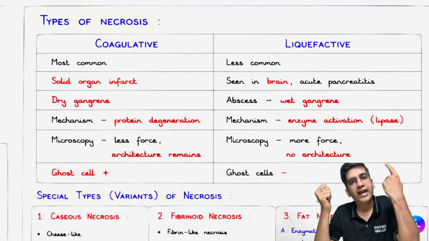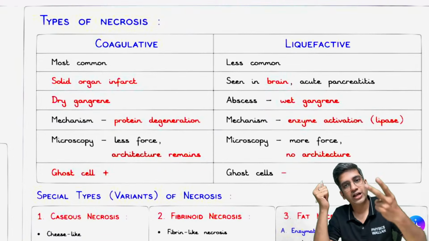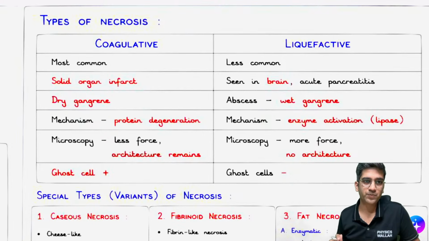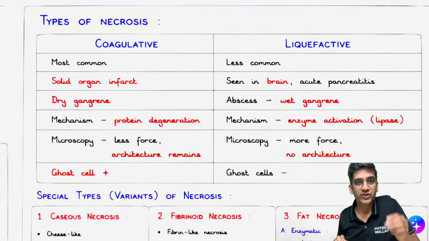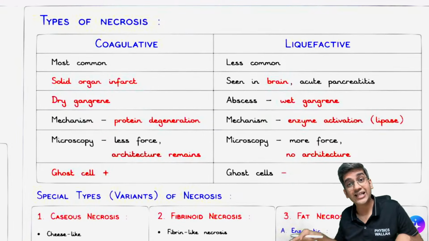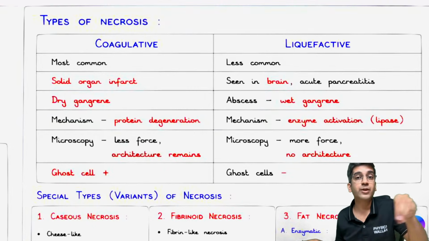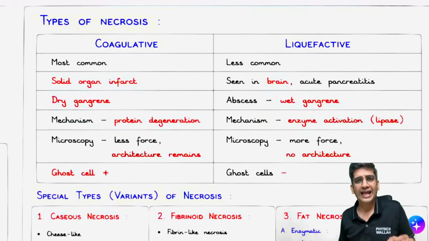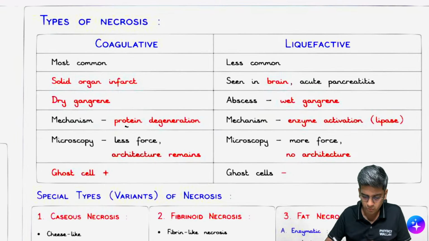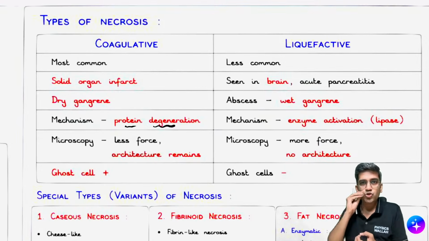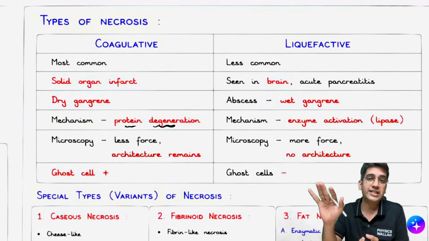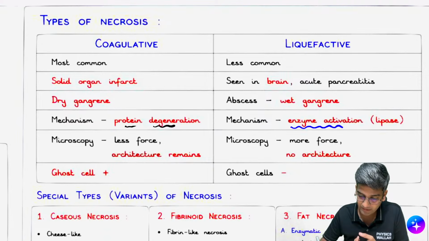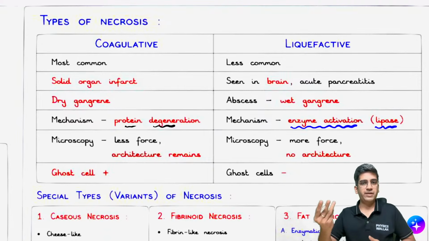Most common, every solid organ infarct will have coagulative necrosis except one infarct, which is brain infarct, which will have liquefactive necrosis. Dry gangrene is coagulative because it is just occlusion. Wet gangrene is liquefactive because in wet gangrene I have suppuration, superimposed infection. That's liquefactive, right? Main mechanism of coagulative necrosis: protein degradation. It destroys everything, including enzymes. The main mechanism of liquefactive necrosis: enzyme activation, for example, lipase.